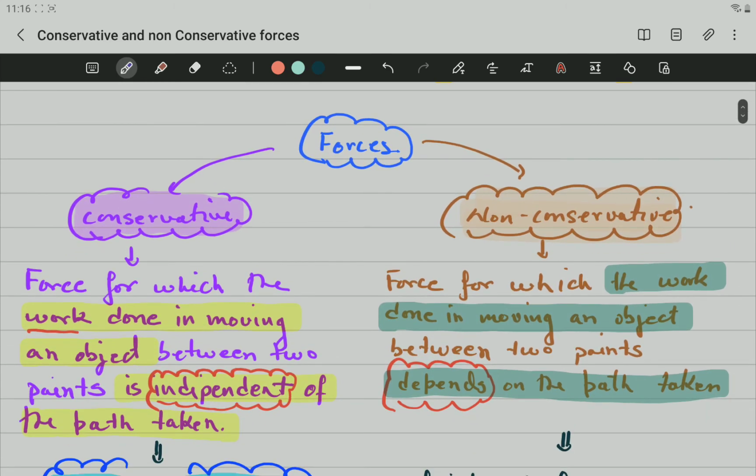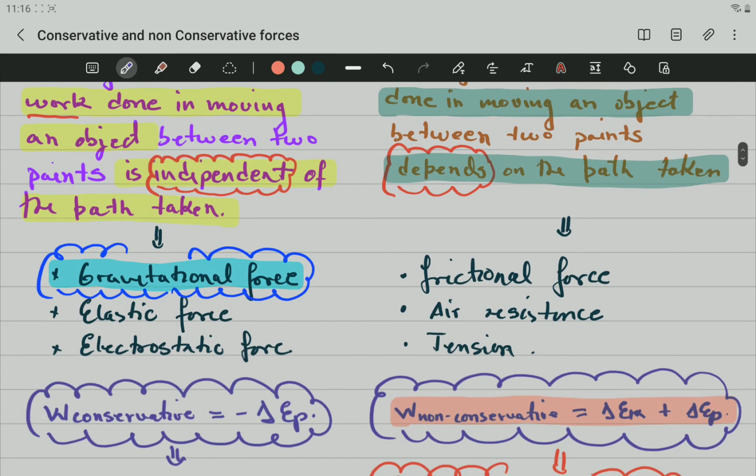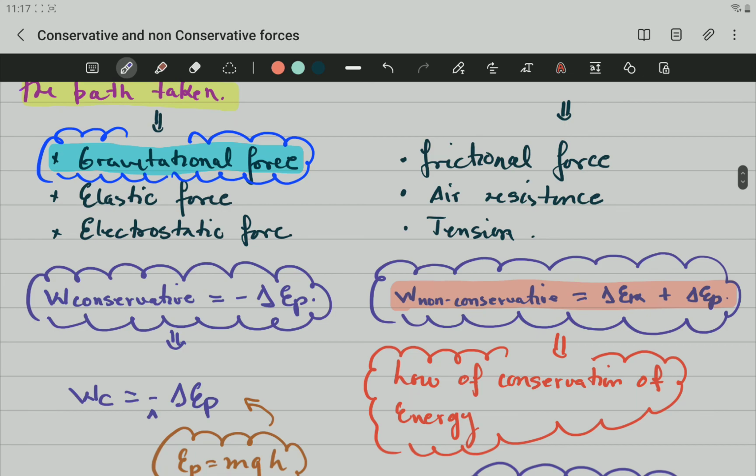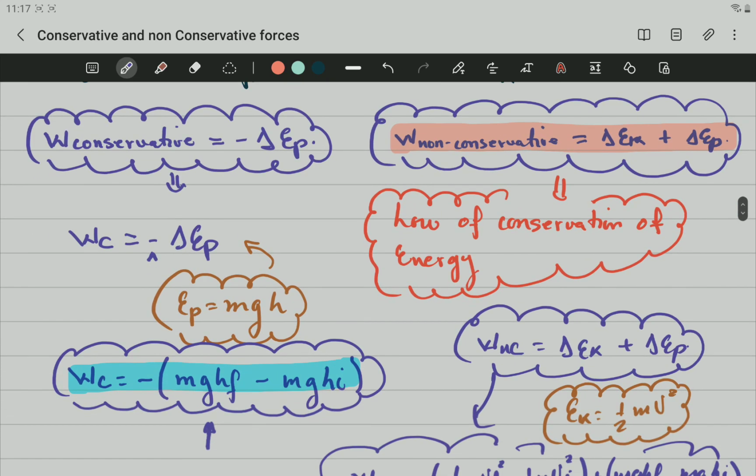A quick recall: conservative forces are forces for which the work done in moving an object is independent of the path taken, and for non-conservative forces, the work done in moving an object between 2 points depends on the path taken. Examples of conservative forces are gravitational force, elastic force, electrostatic force. We are going to focus only on gravitational force. Examples of non-conservative forces are frictional force, air resistance, tension. And here is the way of calculating each of them. I'm not going to go through the formulas again.